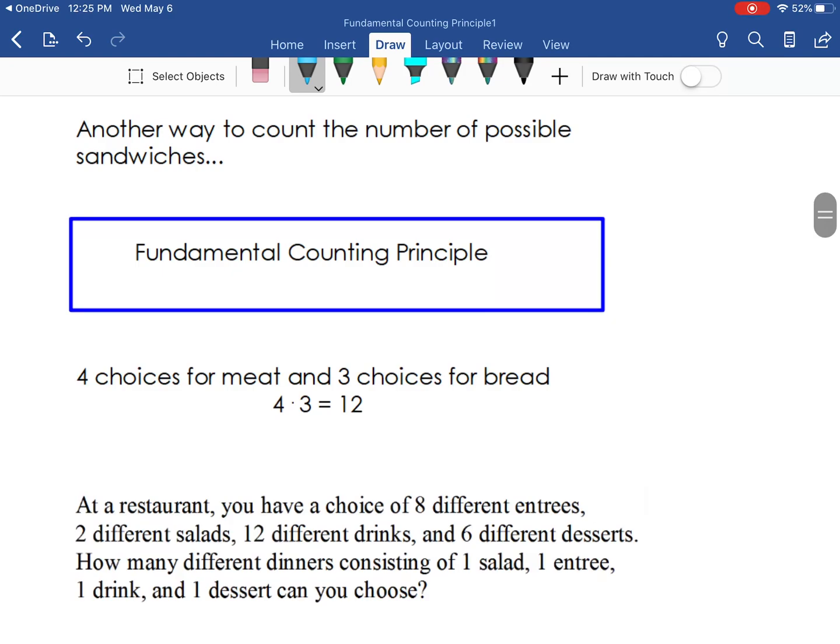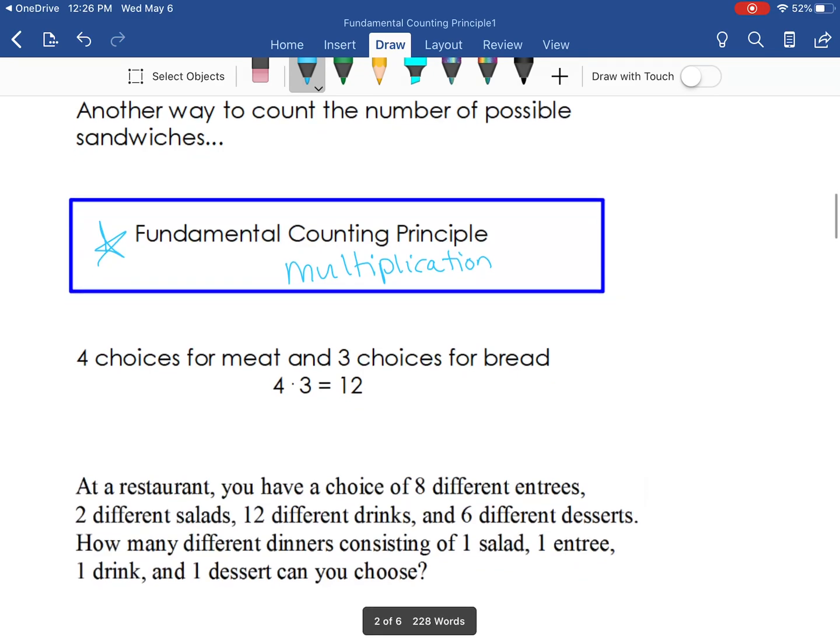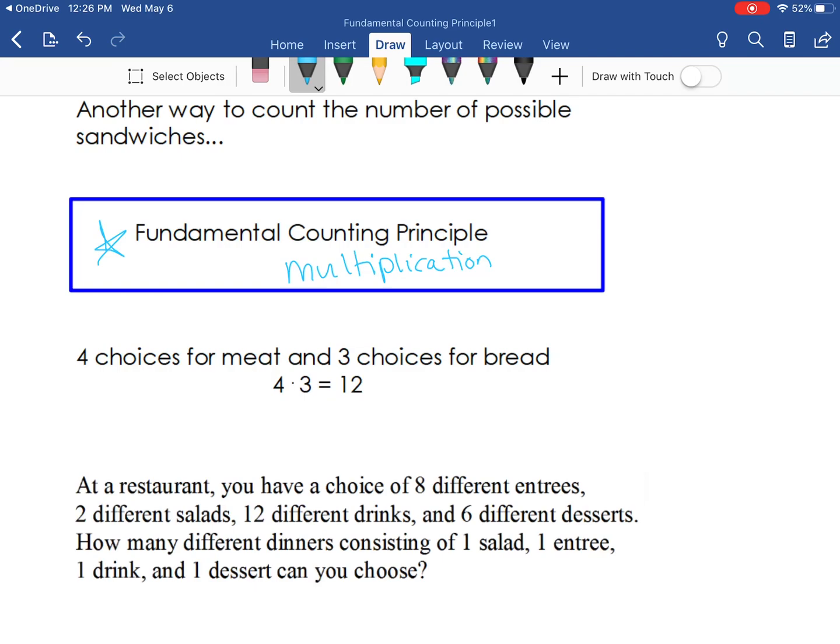So another way to count the number of possible sandwiches is called the fundamental counting principle. And this is our shortcut. The fundamental counting principle says that you don't need to use your tree diagram. We can actually just use multiplication to figure out all of these different possibilities. Now, it doesn't tell us the individual possibilities like a tree diagram does, but it does give us the number of possibilities. And that's what we're focusing on, just that number. So if we have 4 choices for meat and 3 choices for bread, we're going to take 4 times 3, and that gives us our 12 different sandwich options. And that's our fundamental counting principle.